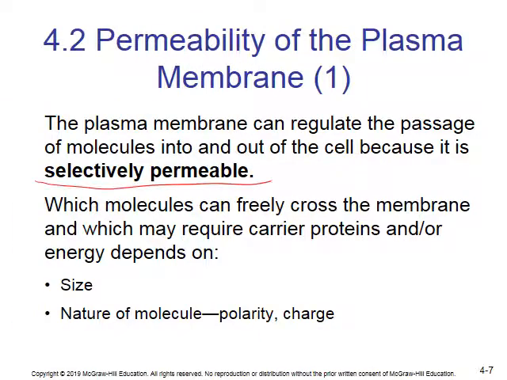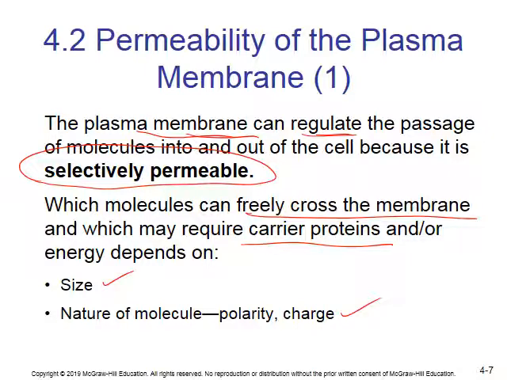So this lends to the whole idea that the plasma membrane is selectively permeable. The plasma membrane regulates what goes in and out of the cell, so which molecules can freely cross and which ones require some sort of carrier. It depends on the size and then the charge of the molecule.